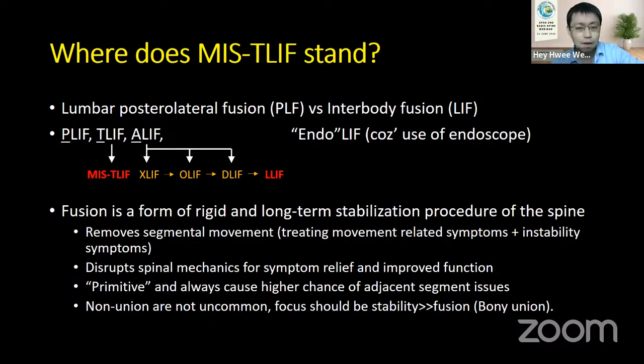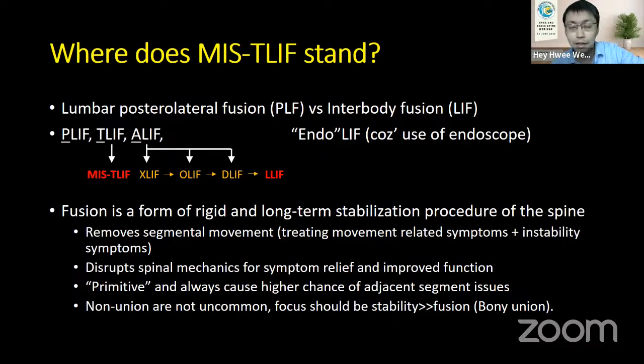The anterior fusion can be divided into straight anterior or laterals, of which you will see terminologies like XLIF, DLIF, but they're all lateral lifts, right? And then the last one is endo-LIF. Endo-LIF is not about the approach, but rather about the use of endoscope, so that is slightly different. Fusion to me is a form of rigid and long-term stabilization. It removes segmental movement.